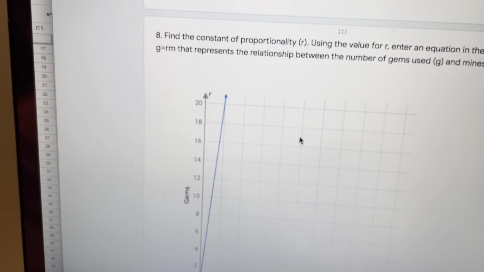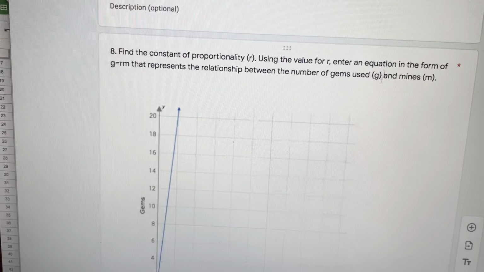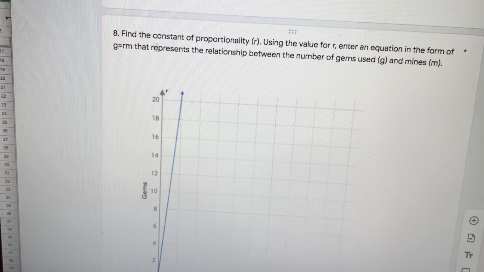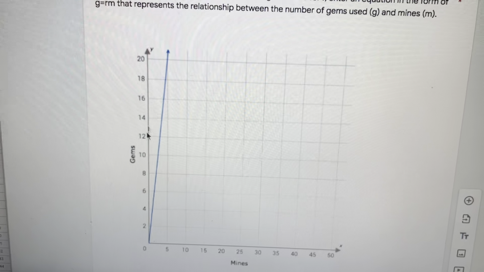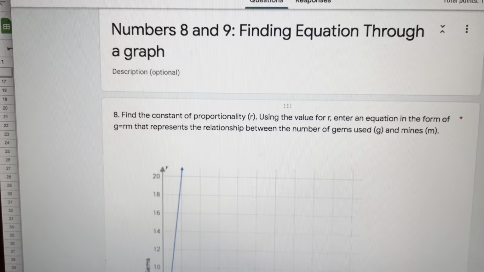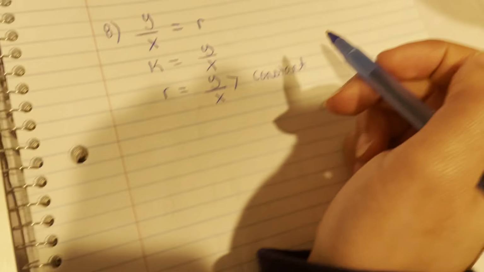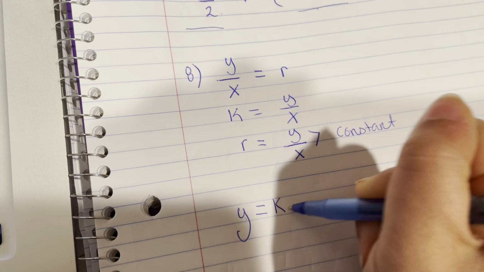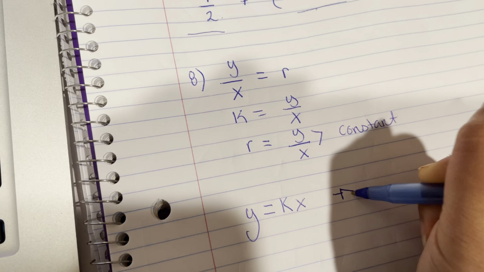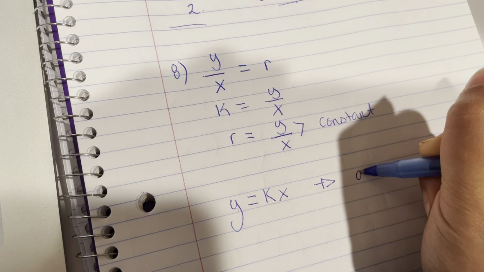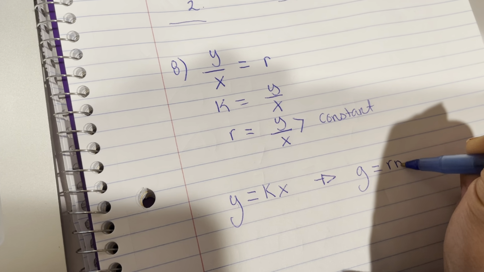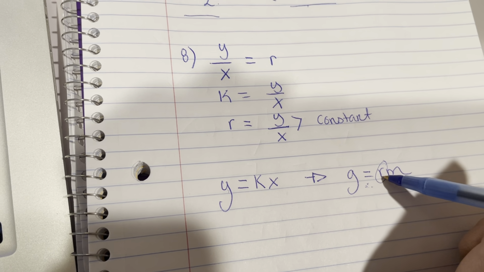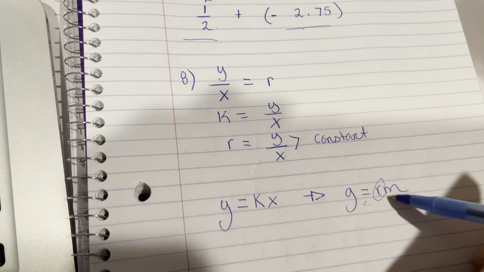So you have to find the constant of proportionality from this graph, and it says enter an equation in the form of G equals RM that represents the relationship between gems and mines. So what is the equation? Okay, so remember that the equation was y equals kx. And for this one, it's saying to do G equals RM instead. So we have to figure out, well, what is R? What's the constant of proportionality?